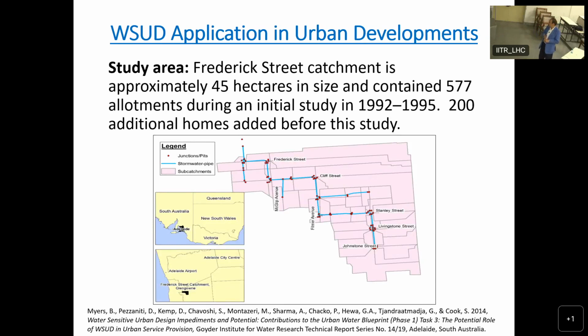So this was our catchment area, and we were looking at the capacity of the stormwater system in a 45 hectare area, where 577 allotments existed during 1990 to 1995, and 200 additional homes were added just before the study which we conducted. There was significant change.